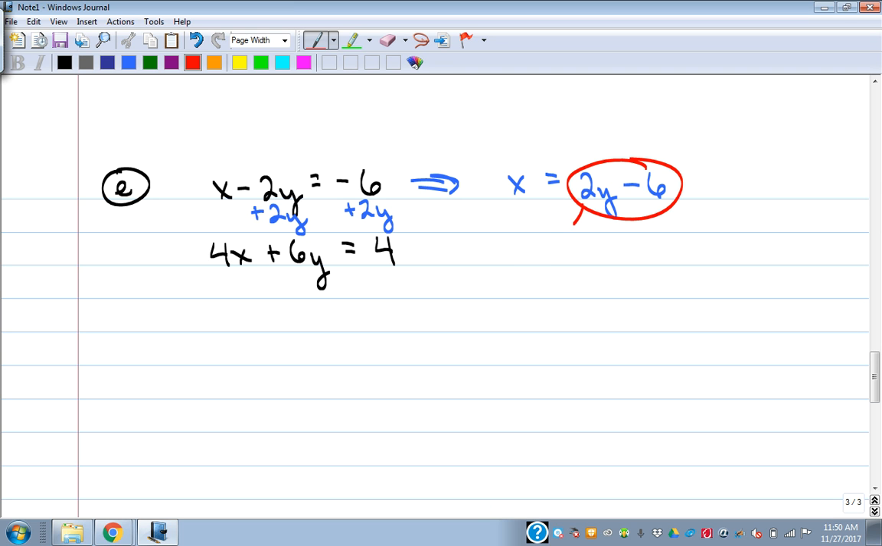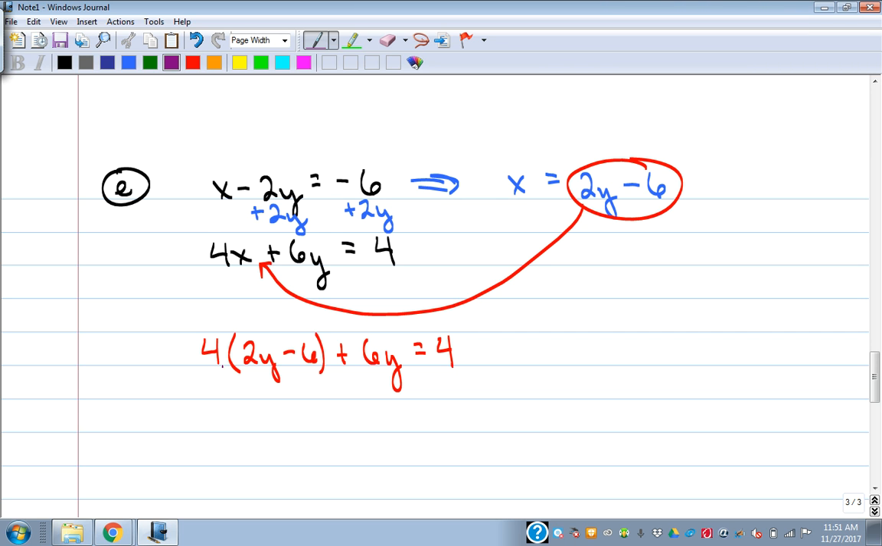The second one. You've got to be careful and not go back into the one you started with. If you do, you're just going to end up going in circles. So always go into the other equation. So that's going to give us 4 parentheses 2y minus 6, plus 6y equals 4. And let's solve that for y.